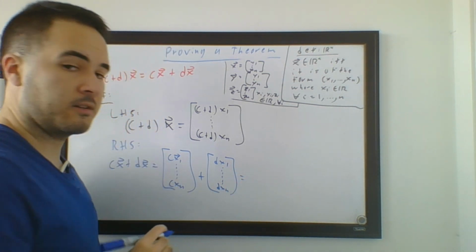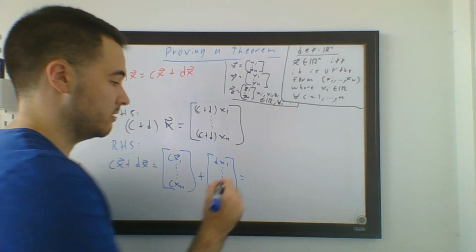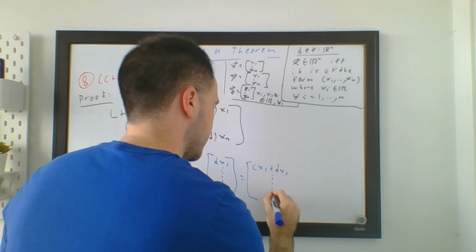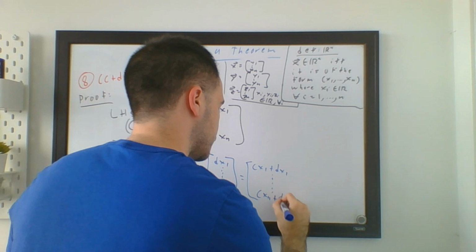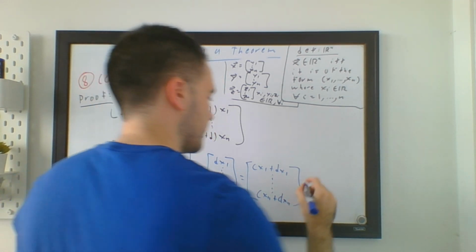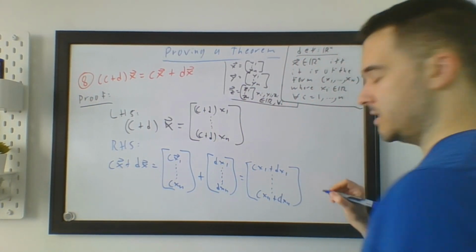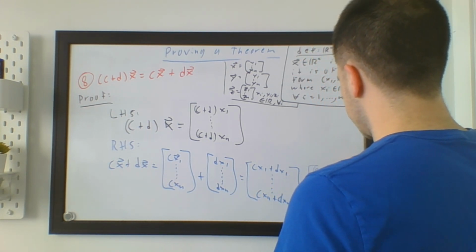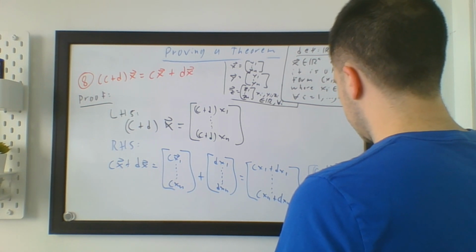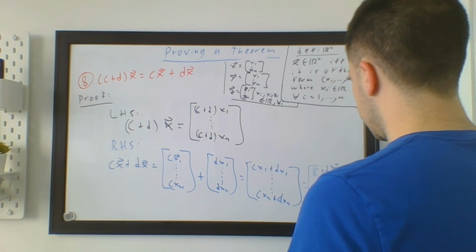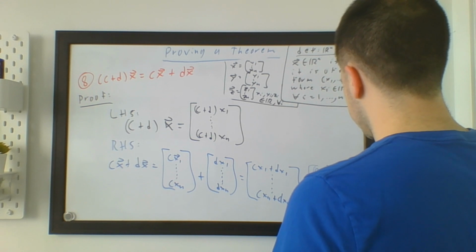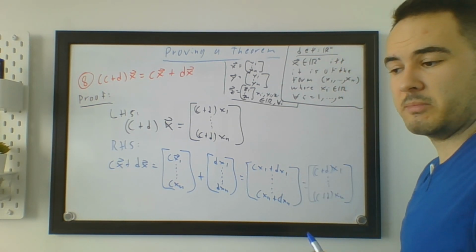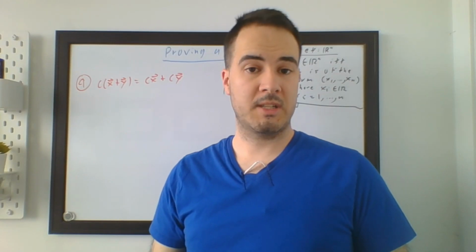Then, using our definition of vector addition, we get cx1 plus dx1 all the way down to cxn plus dxn. And now just grouping these together, we'll get (c plus d) times x1 all the way down to (c plus d) times xn. And since we've shown both of these are the same, we have proven statement 8. Now we move on to statement 9.